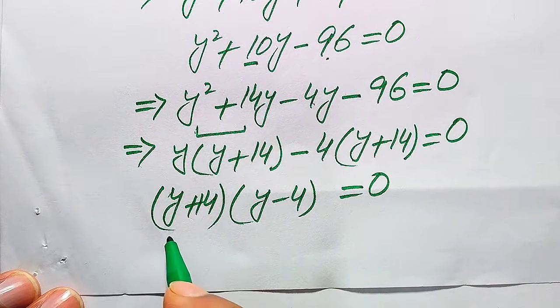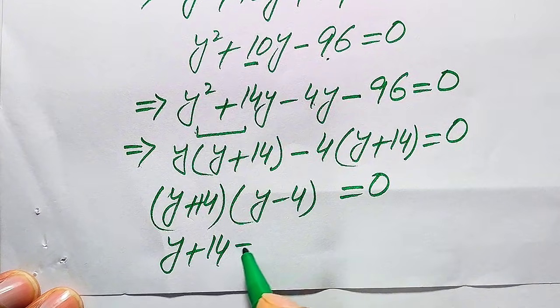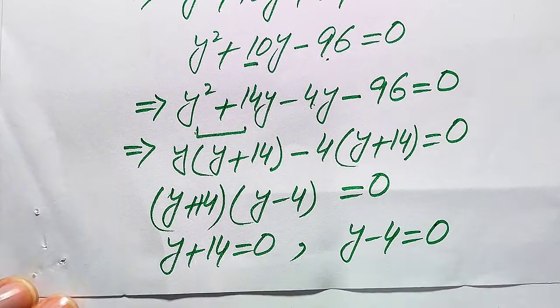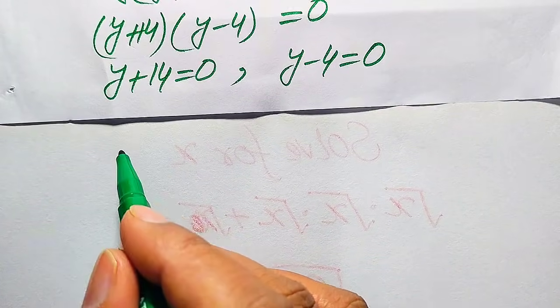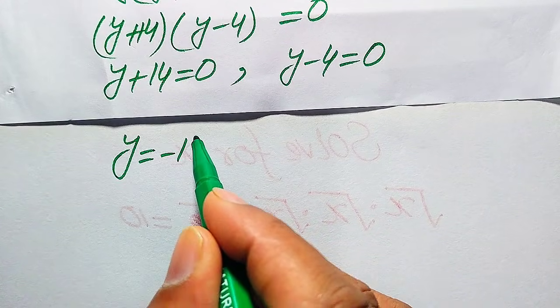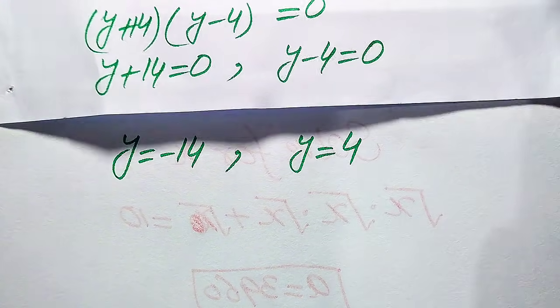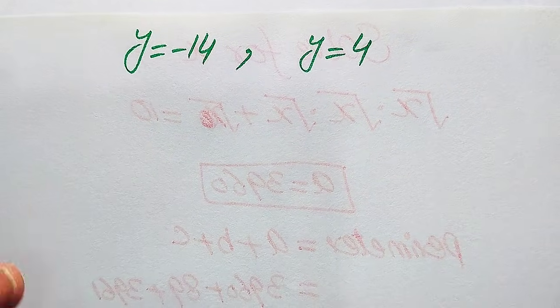So we divide this into the two cases. Here we have y plus 14 equals 0, and here we have y minus 4 equals 0. So from here we easily get the value of y equals minus 14, and from here we easily get the value of y equals 4. So these are the two values of y.